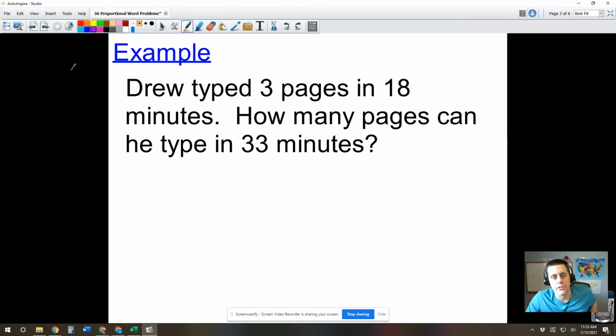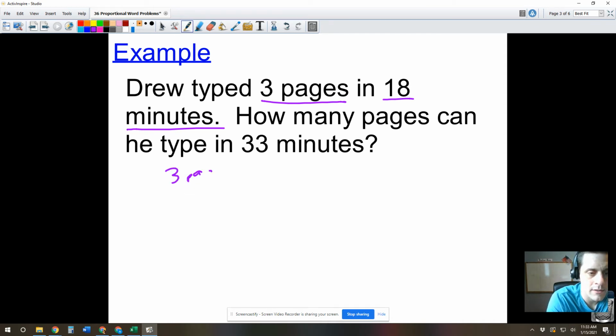Next example. Drew typed 3 pages in 18 minutes. How many pages can he type in 33 minutes? Working through that 3-step process to use a proportion to solve this problem, I'm looking for an initial ratio, 2 quantities that are being compared to each other. I see them right at the beginning. I know that Drew can type 3 pages in 18 minutes. So go ahead and set up your first ratio on your sheet of paper. 3 pages in 18 minutes.